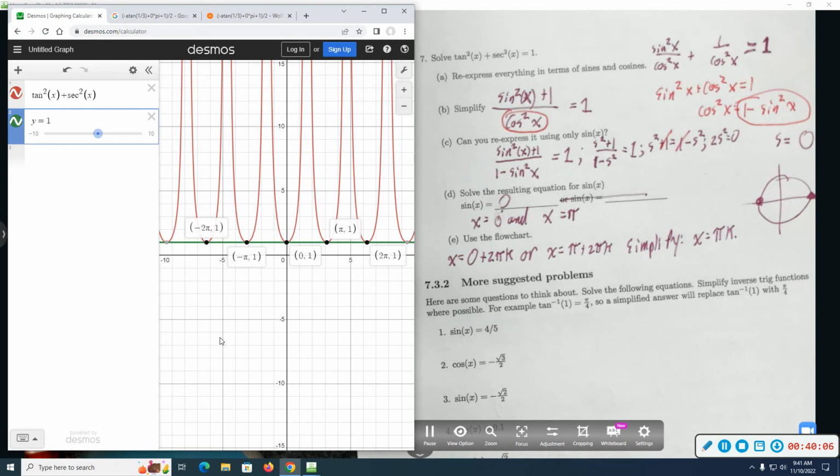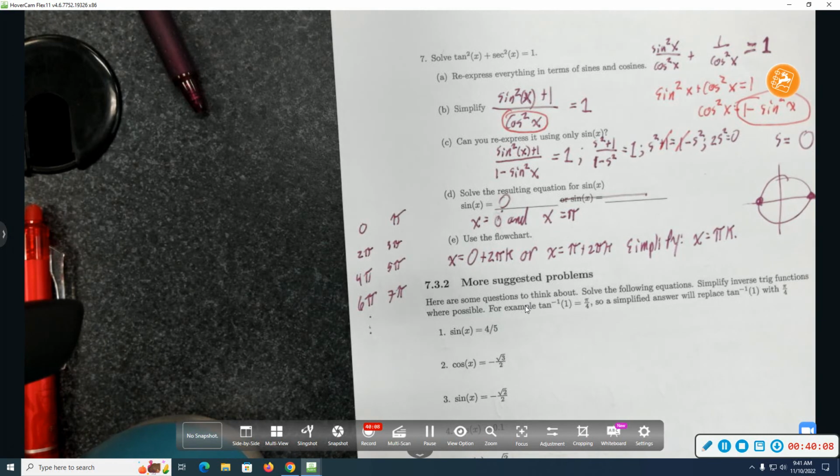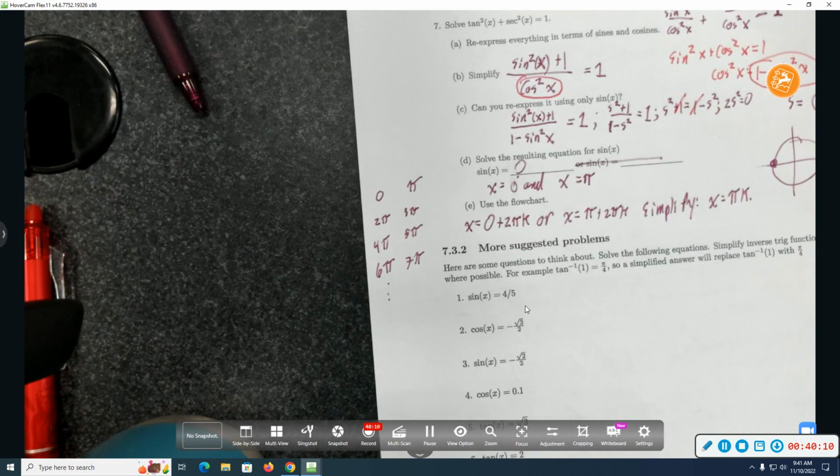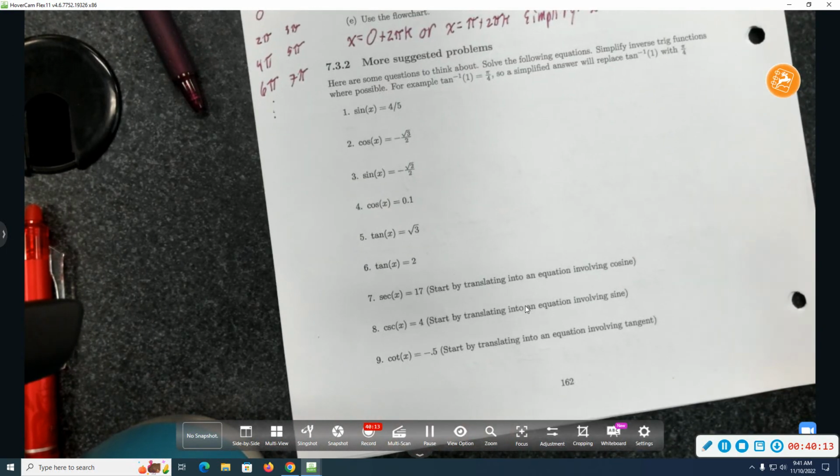Groovy. So, with 10 minutes left, it's a loud dog. I know. Wasn't expecting that. Here's some equations to solve.